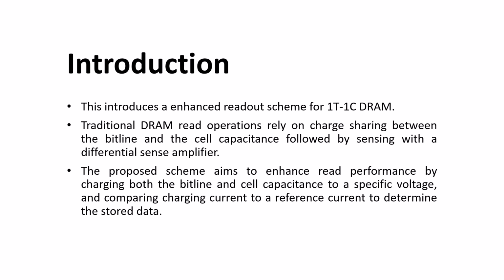Coming to traditional DRAM, the primary principle relies on charge sharing between the bit line and the cell capacitance, followed by sensing with a differential sense amplifier which is already set with some reference voltage. If the bit line capacitance voltage is greater than the reference voltage, then the output node is pulled to VDD. If the bit line voltage is less than the reference voltage, then the output is pulled to the ground.